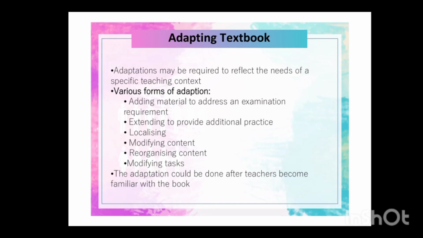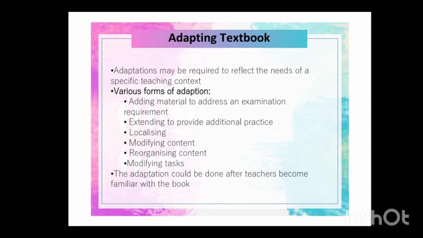And then in adapting the textbook, there are several things that we can do. First, we can add materials to address examination requirements. For example, in our school requirements, we have to use multiple choice questions. So we can add other materials so that we can train our students the tips to do multiple choice questions, what they need to pay attention to, what they need to know, what they need to understand from the multiple choice questions.